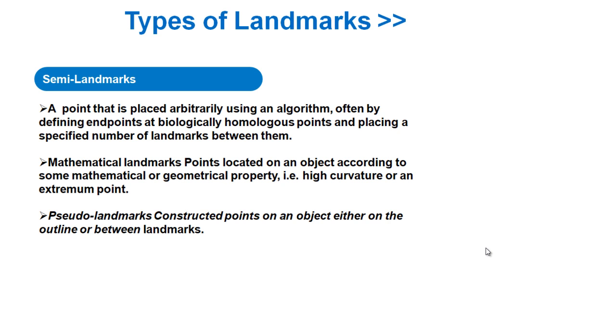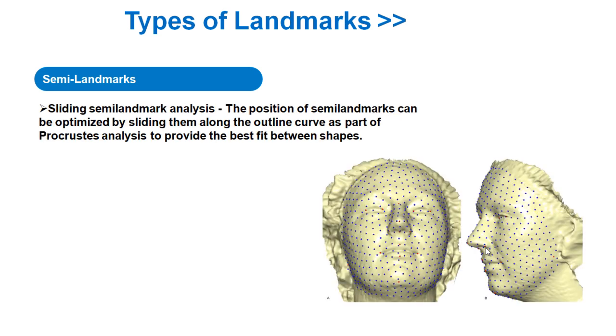These are landmarks. But we also have what are called semi-landmarks that are slid, which we now call sliding semi-landmarks. These are slid on the surface, on the curves. The position of semi-landmarks can be optimized by sliding them along the outline curve as part of the Procrustes analysis to provide the best fit between shapes. They are called sliding semi-landmarks because they are slid on the surface, which is mostly done automatically by minimizing either bending energy or Procrustes distance.